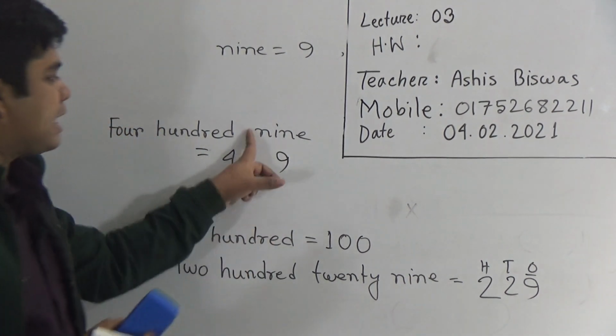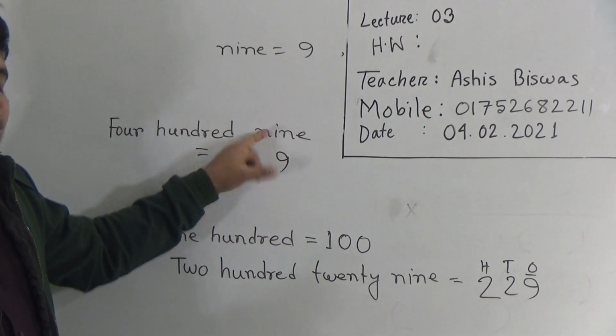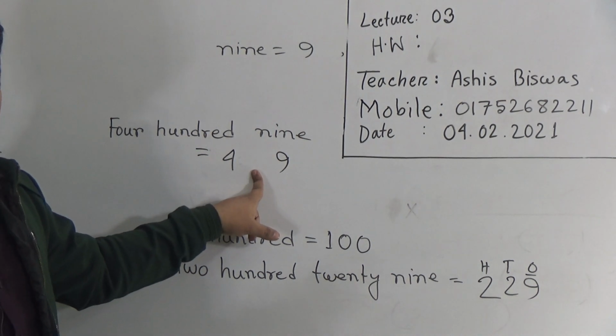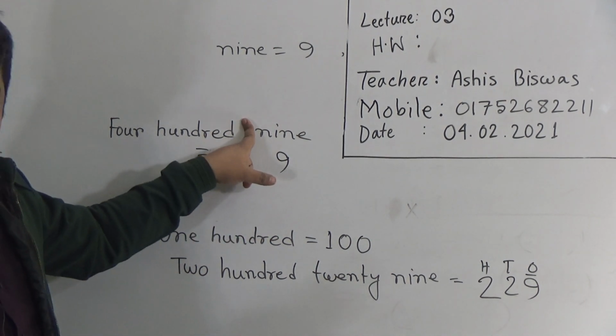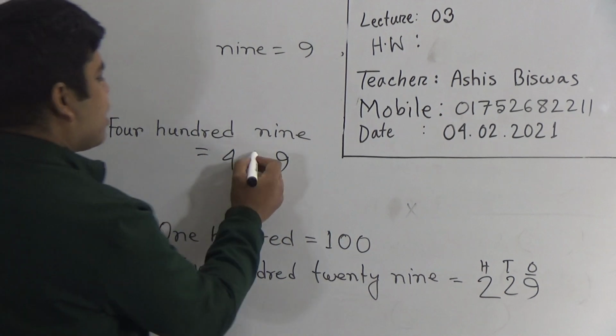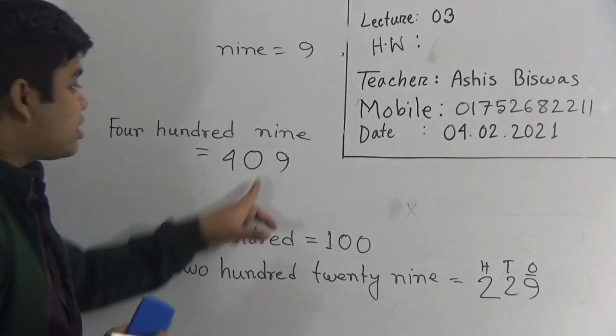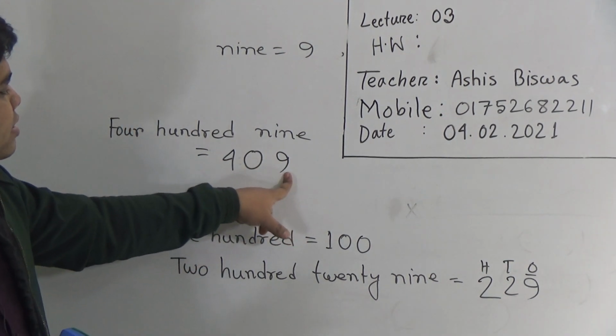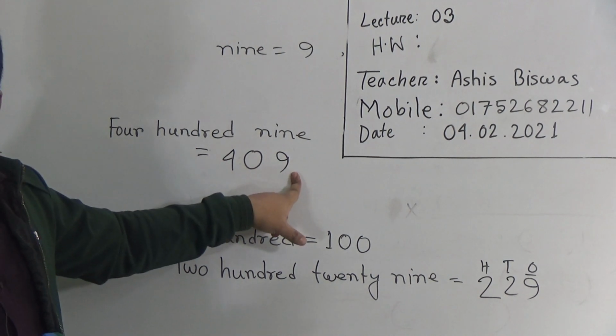But notice tens place is absent. When a place is absent, then that place will be 0. Here, as tens place is absent, so it will be 409. So we read this as 409. I hope you have understood.